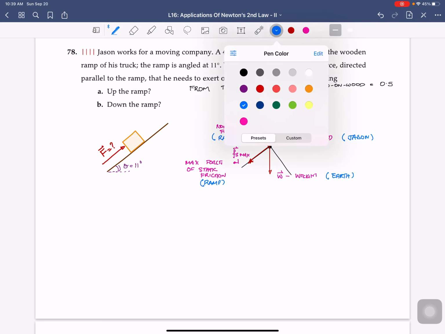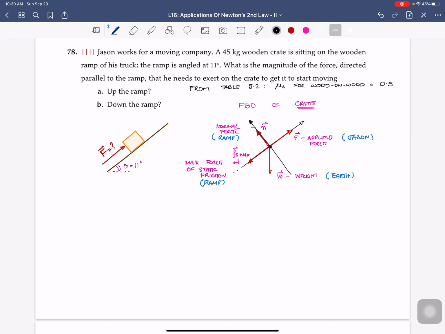Again, we need some angle out here, the angle that the weight makes with any of the axes. Just as in the previous problem, since the angle at which the ramp is inclined is given, that angle is the same as the angle the weight makes with the negative y-axis. So these two angles are the same.